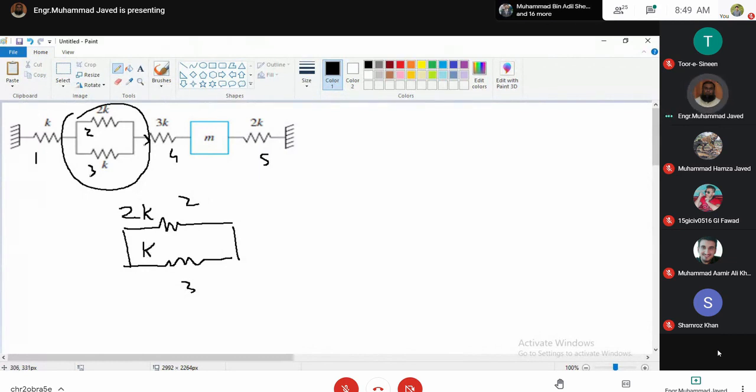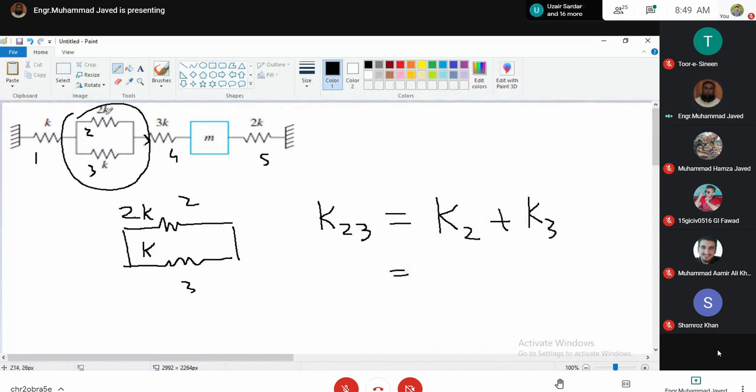In this case, these two springs are connected in parallel, and if K23 is the equivalent stiffness of these two springs, that will be simply equal to stiffness of spring number 2 plus stiffness of spring number 3. Stiffness of spring number 2 is 2K. Stiffness of spring number 3 is K. So this is 3K.